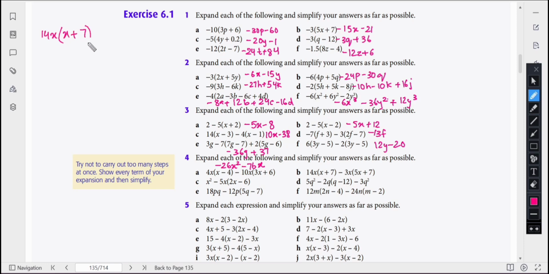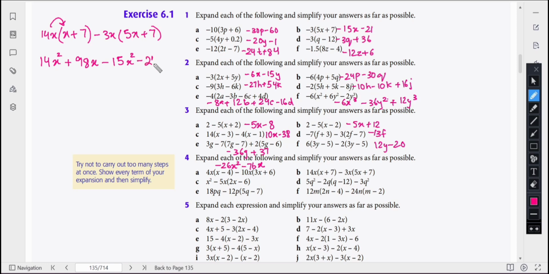14x plus 7 minus 3x(5x plus 7). Now we will multiply inside. 14x times 7 is 98x, 14 into 7 is 98, so it becomes 98x. 14x is x square, and when multiplied it gives 98x. 3x multiplied by 5x is going to be 15x square, minus 3x multiplied by plus 7 is going to become minus 21x.